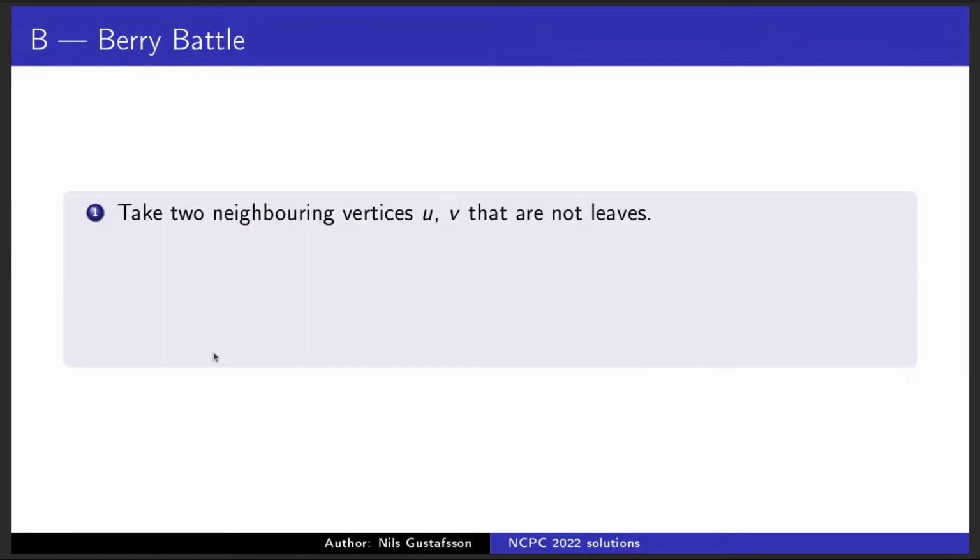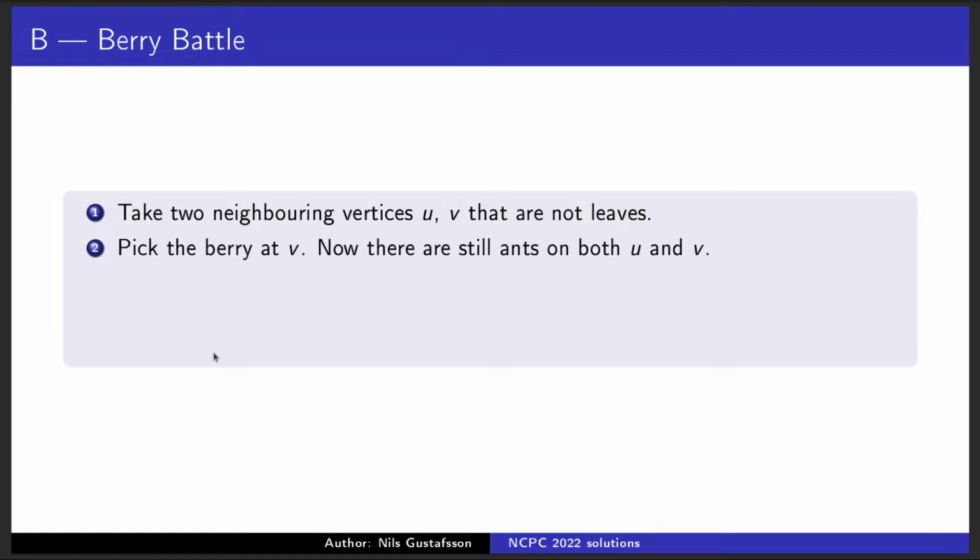I will present the easiest one, at least the one I think is the easiest. And it goes something like this. First, pick 2 neighboring vertices, none of which are leaves. You can always do this if the tree is not a star. You can always find 2 neighbors who are not leaves, any of them. So let's do that first.